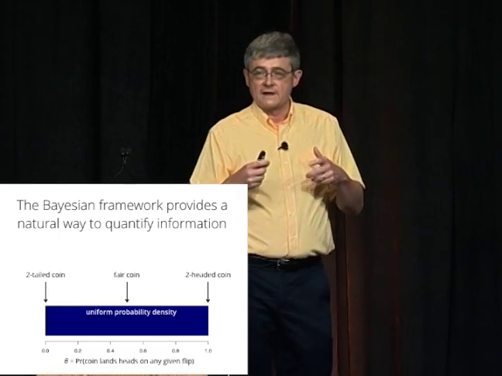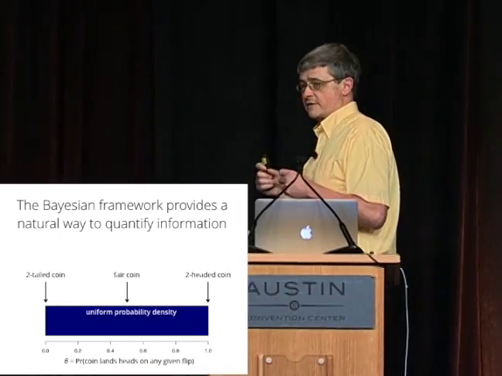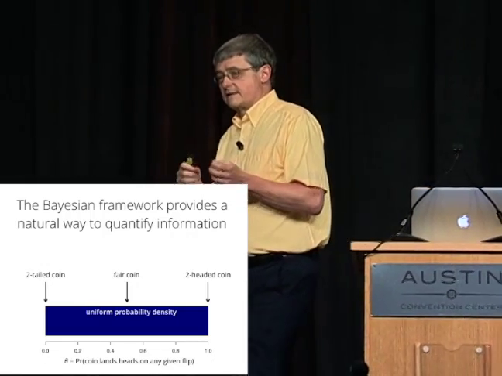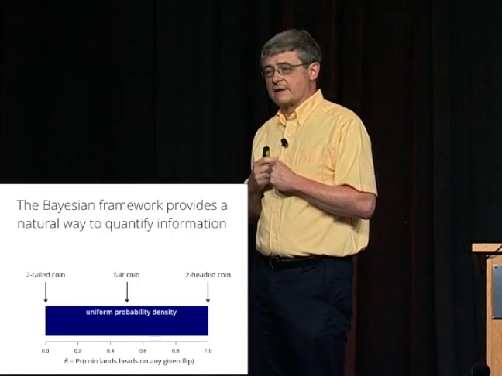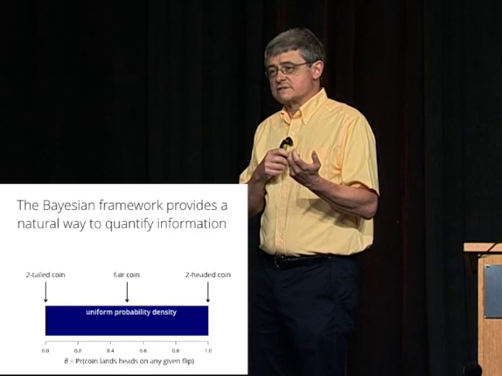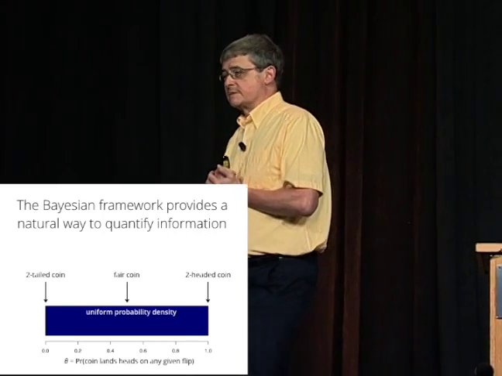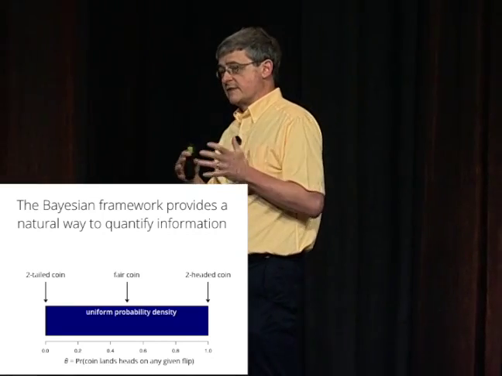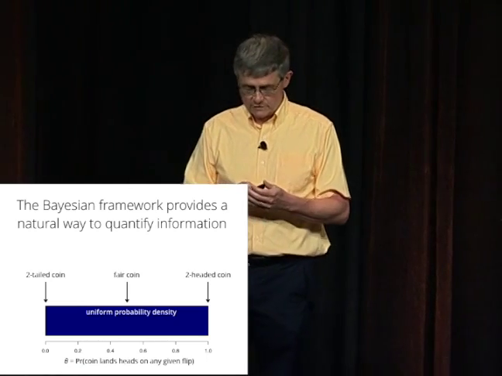A two-headed coin would have the model parameter here, the unknown in our model, theta. That would be 1 in that case. It always comes up heads. And that would be just as likely as a two-tailed coin that always comes up tails, or just as likely as anything in between, including a perfectly fair coin.